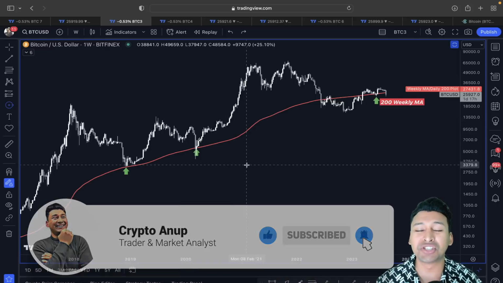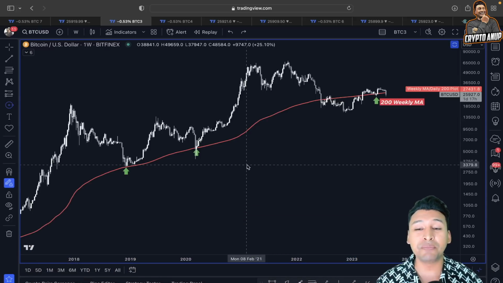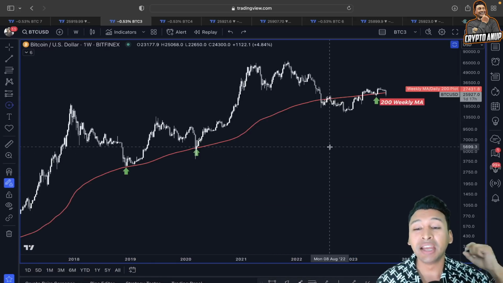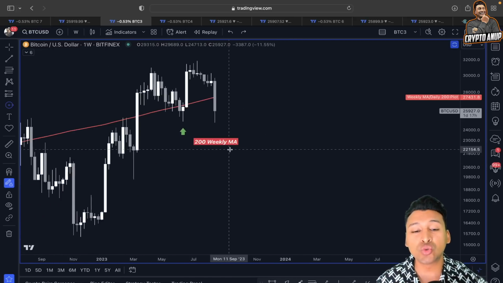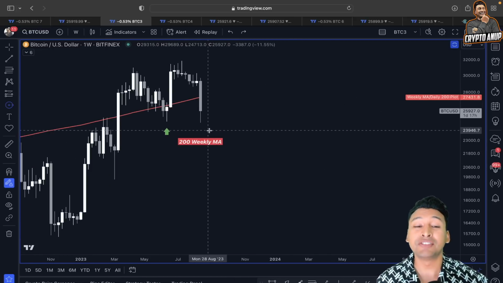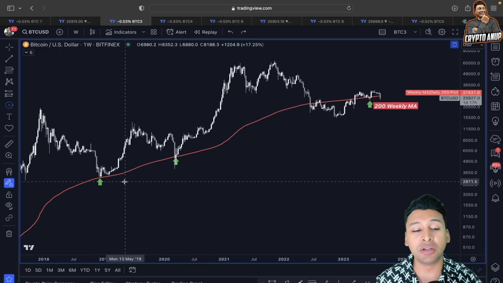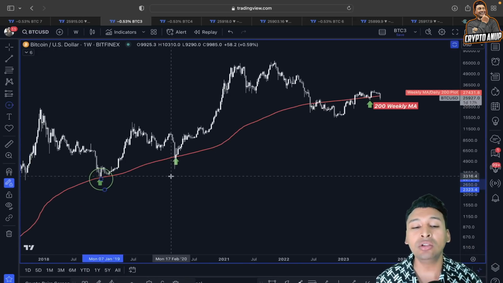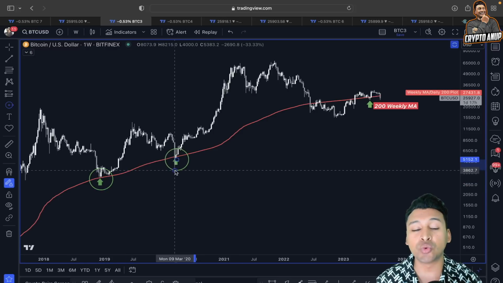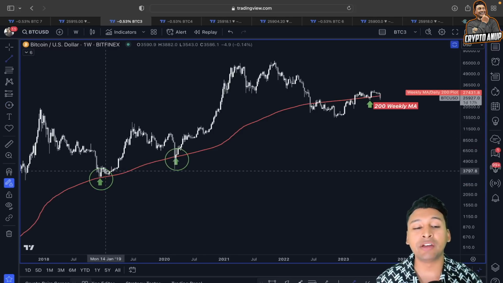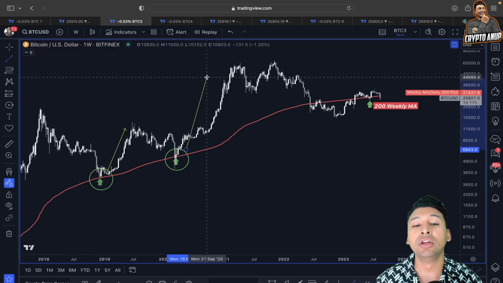Now, if we look at the price action of Bitcoin in a weekly time frame, we can see the price is below the 200 weekly moving average. This 200 weekly moving average is one of the most important lines of support, because in the past price action we have found that only after finding proper support over this 200 weekly moving average, only after that we have started this actual relief rally or markup phase.